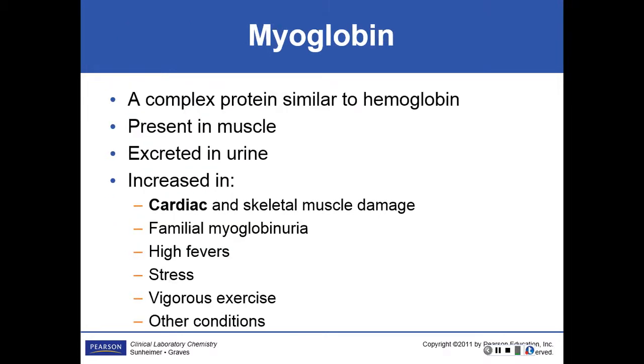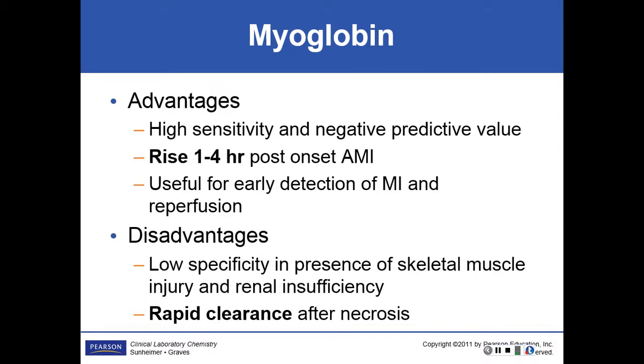Myoglobin is present in the muscle and it is excreted in urine, making it very easy to access. It is definitely increased in cardiac damage, but also in several other conditions. The advantages of myoglobin detection is the testing is highly sensitive, and it does rise almost immediately following the infarct, so it's good for early detection. However, the disadvantage is that it's rapidly cleared after the damage.